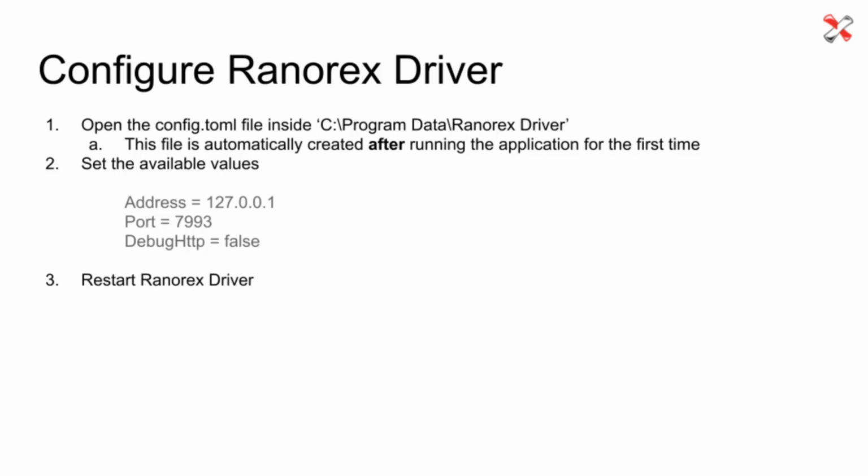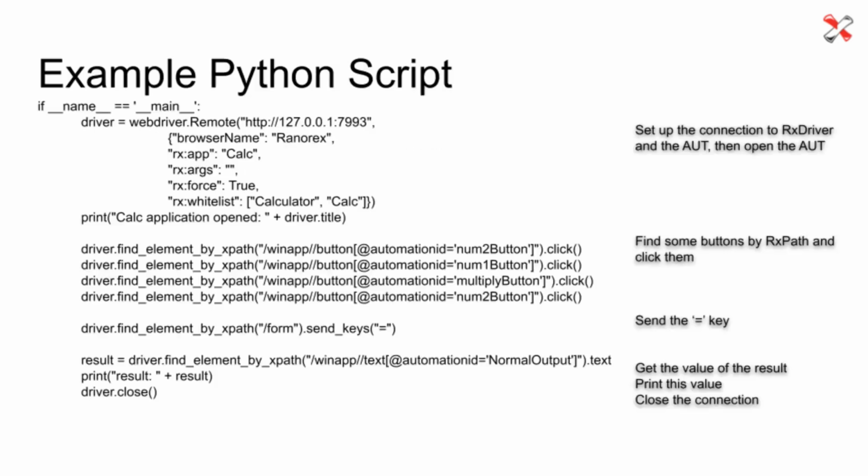3 variables to set: the address, the port, and the debug value. And then if the application is running, just restart it. And that's all it takes to configure Ranorex Driver. But if you have a specific IP address you're going to be connecting to, or a port, you can just modify those values there, and then the debugging setting if you desire.